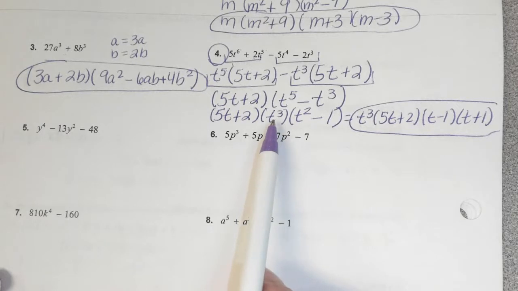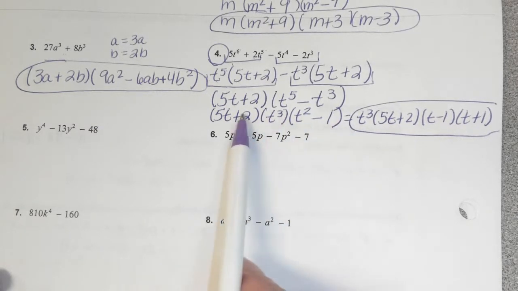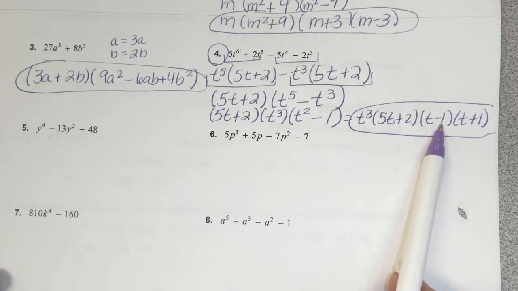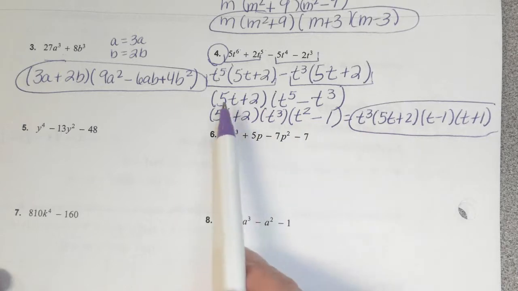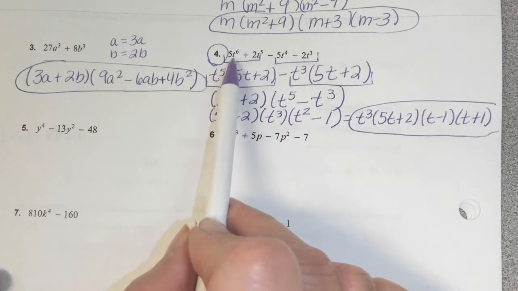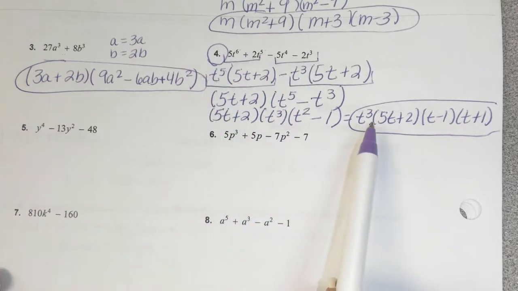I did rearrange it a little bit. I put the t cubed first because it was a monomial. Then I put this one. And then when I factored this one, I got that. Alright, that's probably one of the more difficult ones you would see. If I had thought to factor out the t cubed at the very beginning, which I should have, it would have been a little bit easier to do.